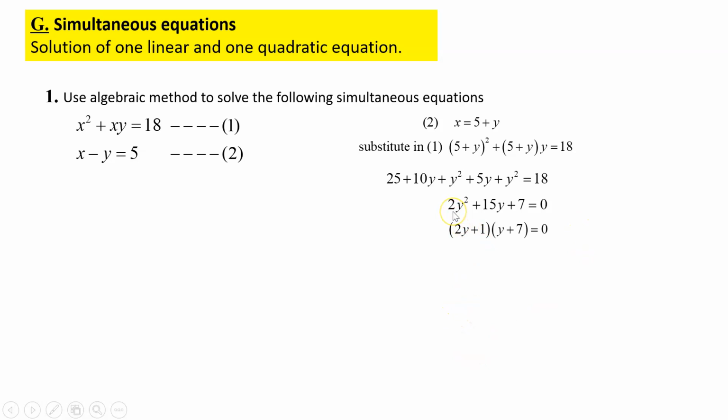Yes, it does. So 2 and 1 at the beginning, 7 and 1, where can I put the 7 and 1 to make 15y in the center? So if I put the 7 in the end, I've got 2 7s of 14y plus 1y is 15y. So y is equal to minus a half, or y is equal to minus 7. Giving us, go back to equation above where x equals, and we've got x is 4.5 or x is minus 2.